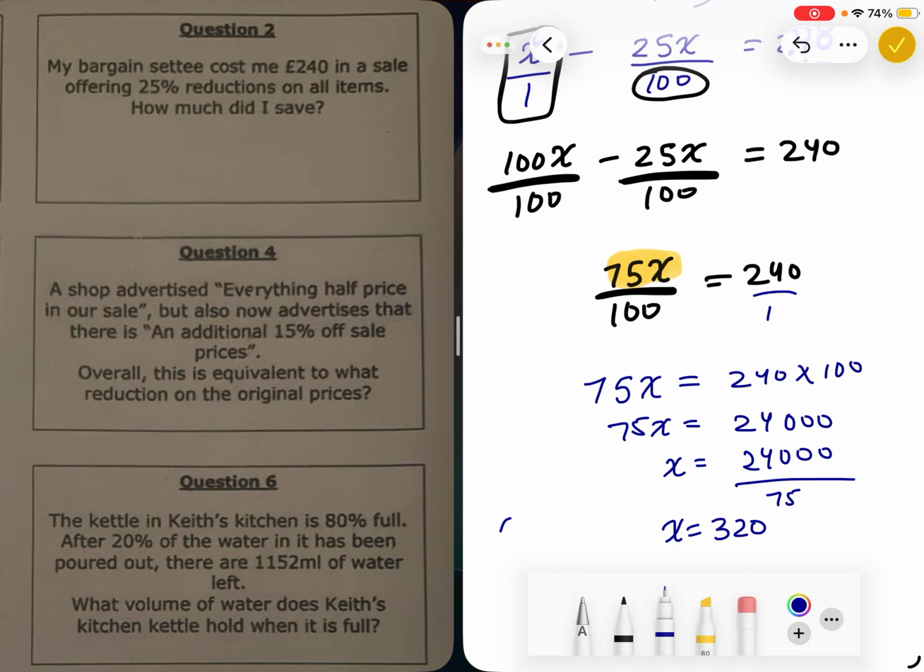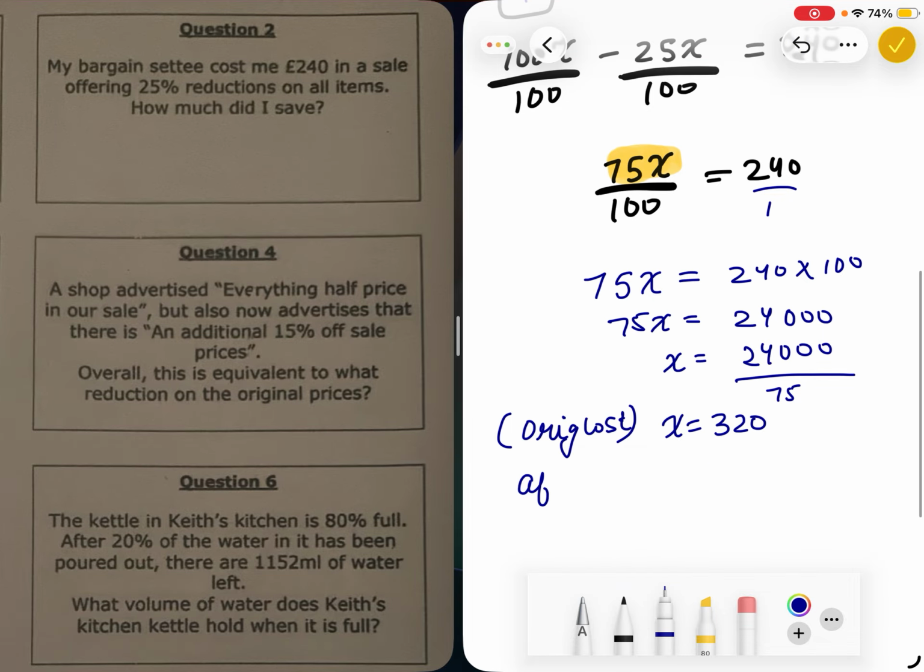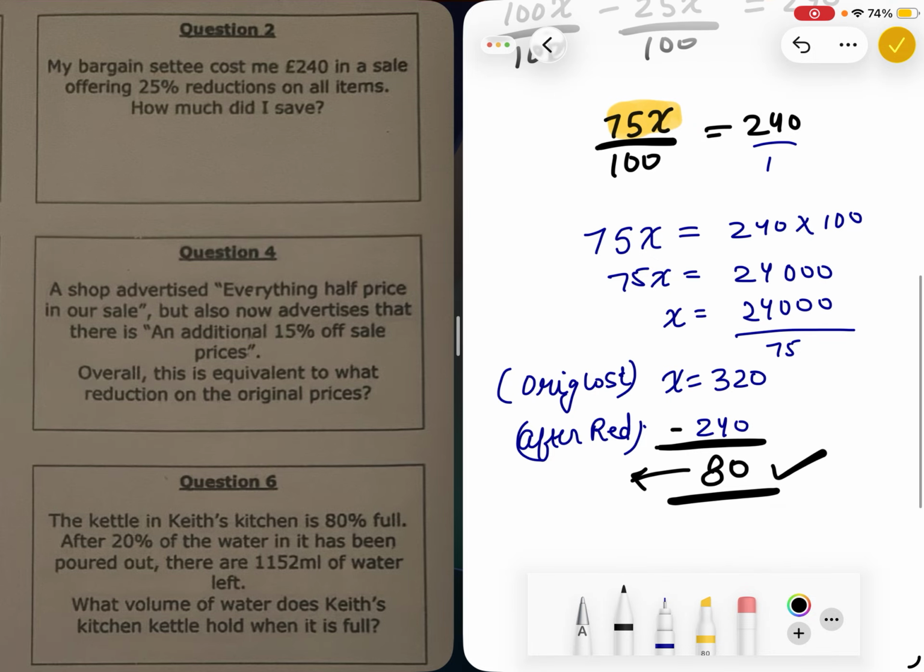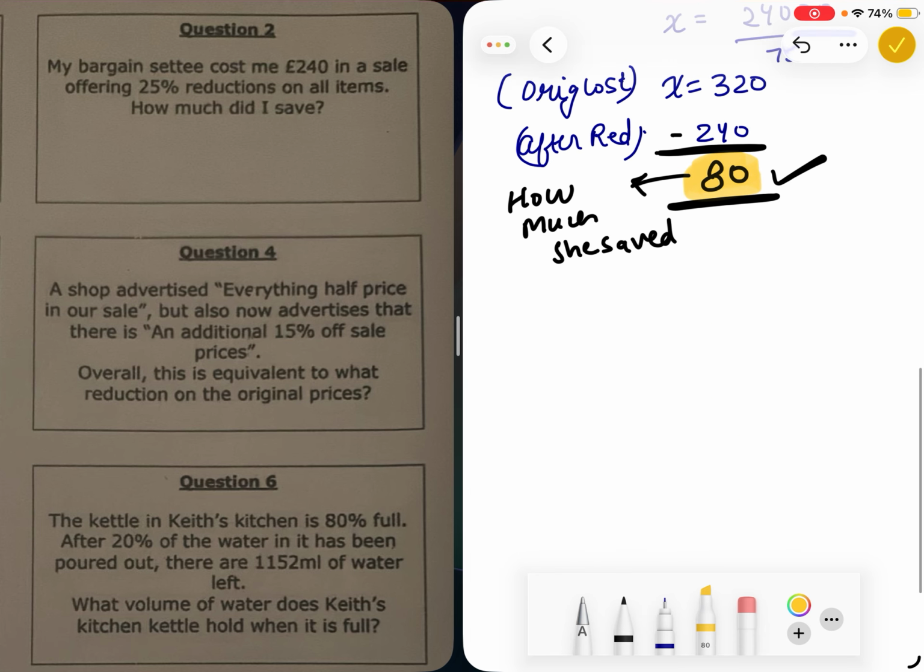So this is original cost. And after reduction, how much was it? It was 240. So how much is the discount? If you subtract both of these, 320 and 240, it was 80. So you will say that 80 was how much she saved. How much she saved is actually 80. Okay, this is the method.